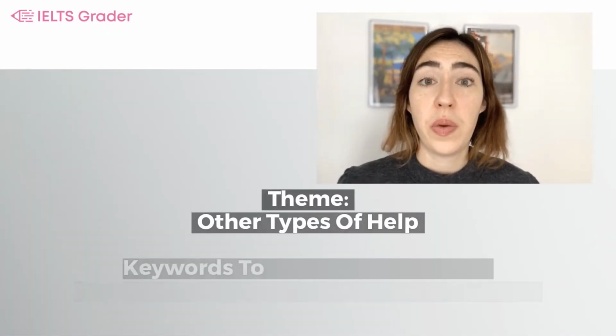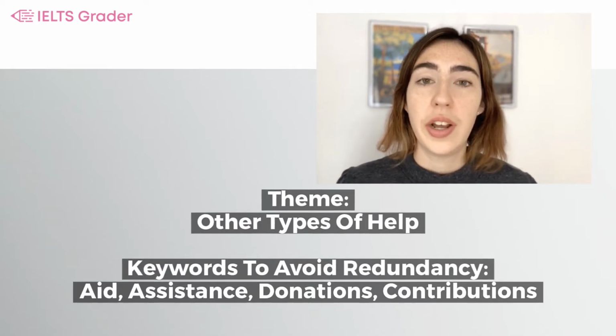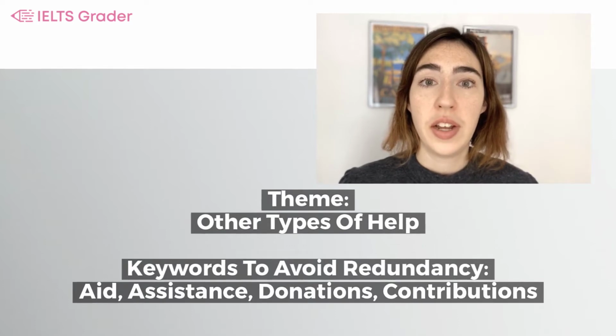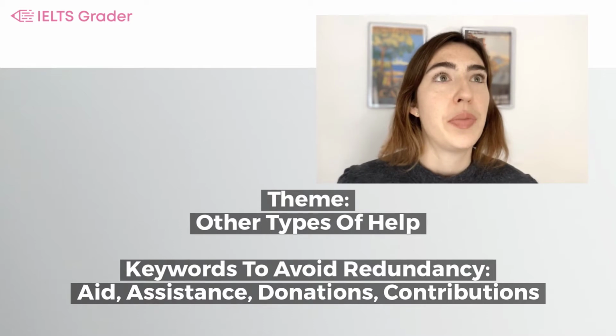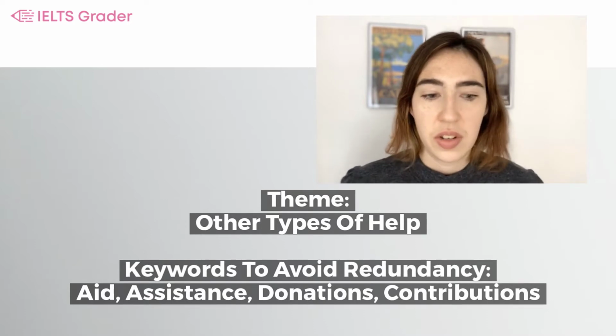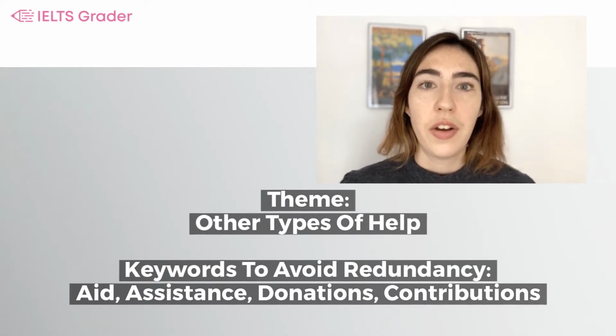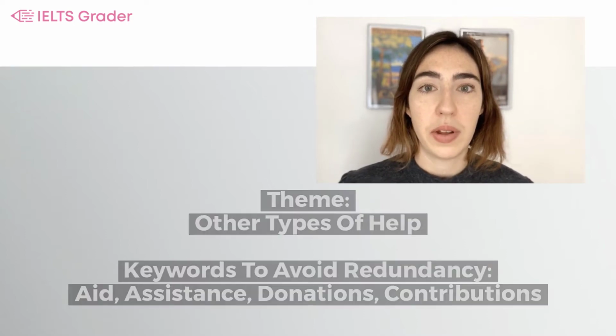The first thing we want to do is identify the theme of the prompt, which, in the case of this particular prompt, is going to be other types of help. Now, in order to avoid redundancy, we want to think of a couple other words for help. This could be something like aid, assistance, donations, contributions. Other words that we can say in order to not repeat the word help over and over again in our response.